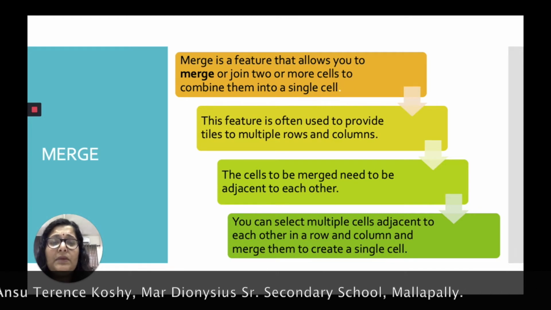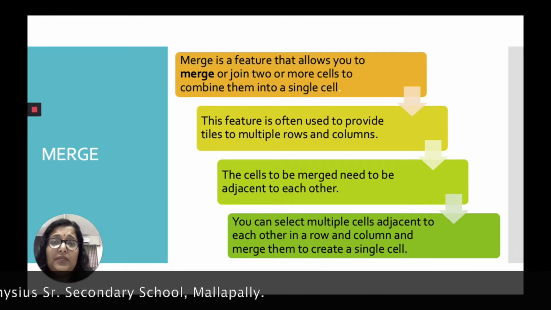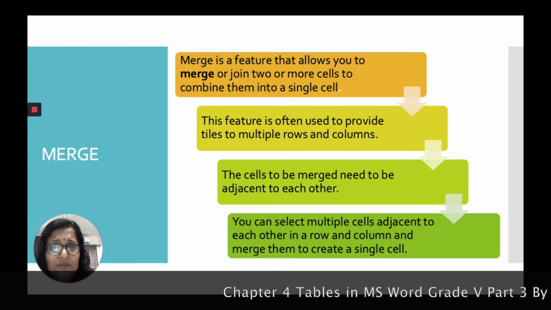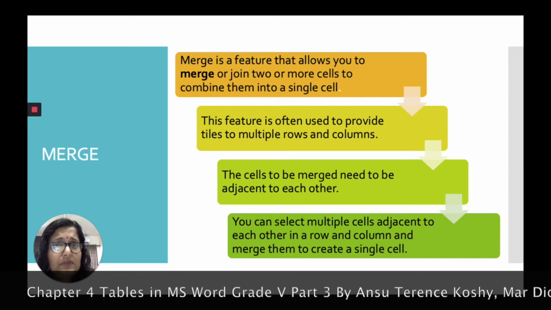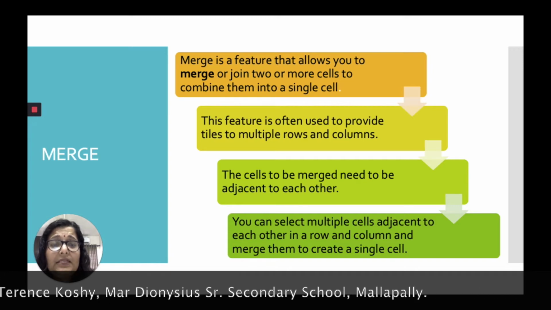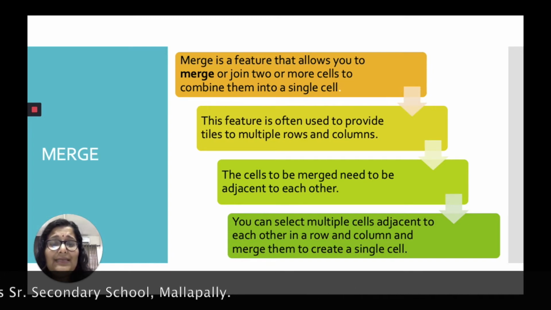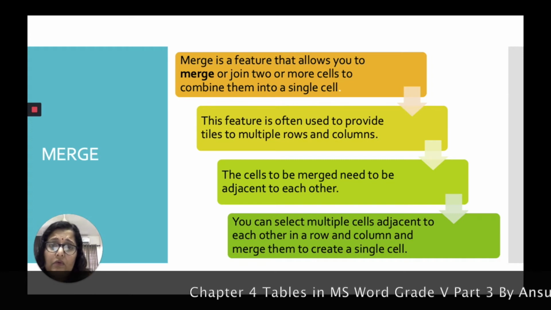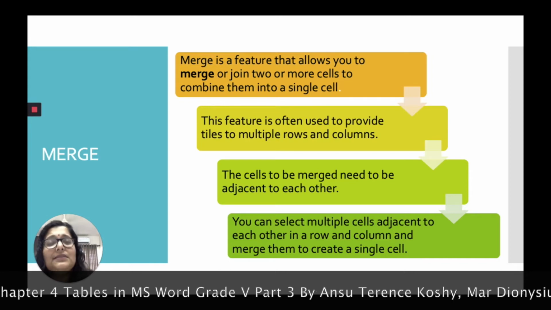The cells to be merged need to be adjacent to each other. That is, if you want to join two or more cells together, they should be lying close to each other, and it will be easy for joining. You cannot join the first cell and the third cell. You can join one and two together. You can select multiple cells adjacent to each other in a row and column and merge them to create a single cell.